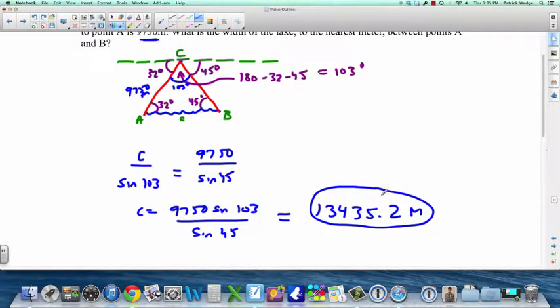Do you know how to change it to kilometers? How many meters in a kilometer? 1,000. So divide it by 1,000, move it over 3 spots. You get 13.4352, or just 13.4 kilometers. But the question does specifically ask for meters, so you'd stop there.